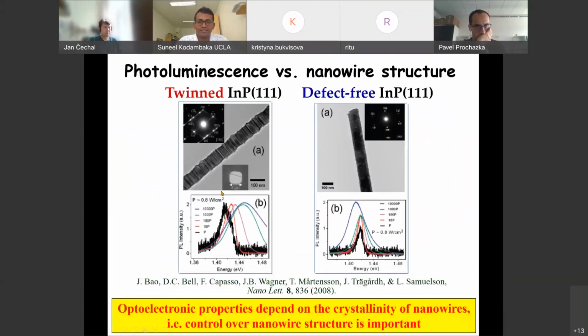And here is another example of how the properties change with defects. And these are photoluminescence data acquired from two types of indium phosphide nanowires. One of them is a single crystal without any structural defects, and the other one is a highly twinned structure. And these are power-dependent changes in the photoluminescence spectra, and you see that the behavior is opposite in these cases.